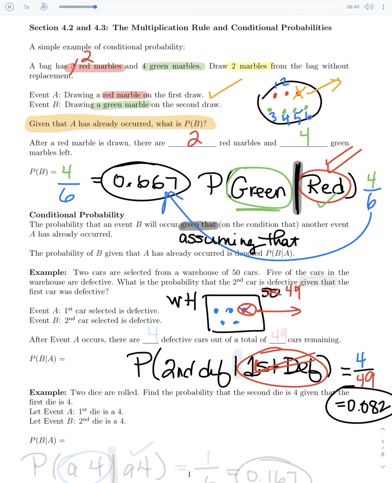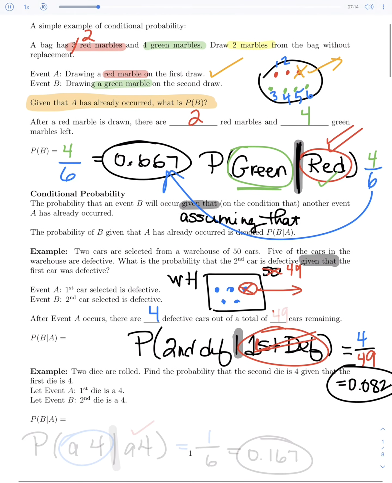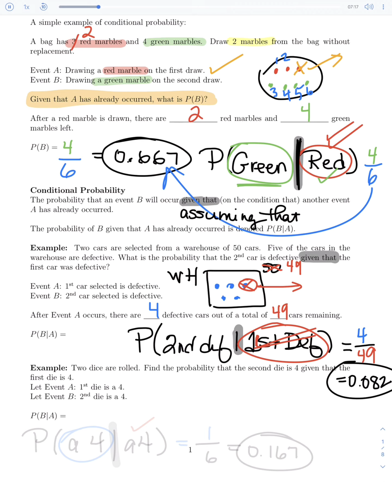And again, remembering, I'm going to keep on using the slash so they'll get used to the notation, because that's a notation you'll see when we're talking about conditional probabilities, or you'll see the wording that we saw here, which is given that. Again, find the probability of the second car being defective given that the first car was defective. That's how you know you're looking at a conditional probability, where we were able to just say, oh, well, now that the first one was defective, there are still 4 defective cars in your warehouse out of your total of 49, which helped us find the probability.